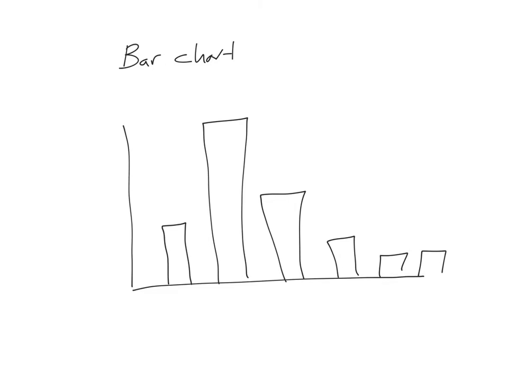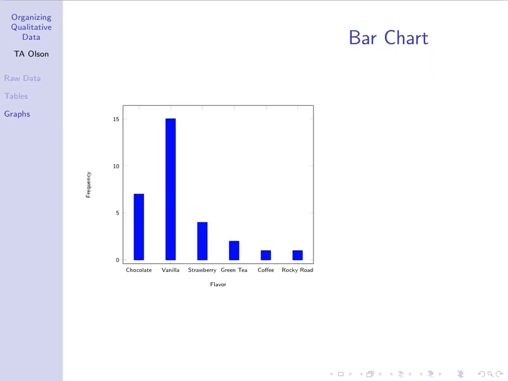It's not quite as intuitive as a pie chart, but it's a little more flexible. So here's our data listed in a bar chart. This is called a vertical bar chart because our bars are vertical. What we did is on the x-axis, we placed our variable values, labeled as flavor.